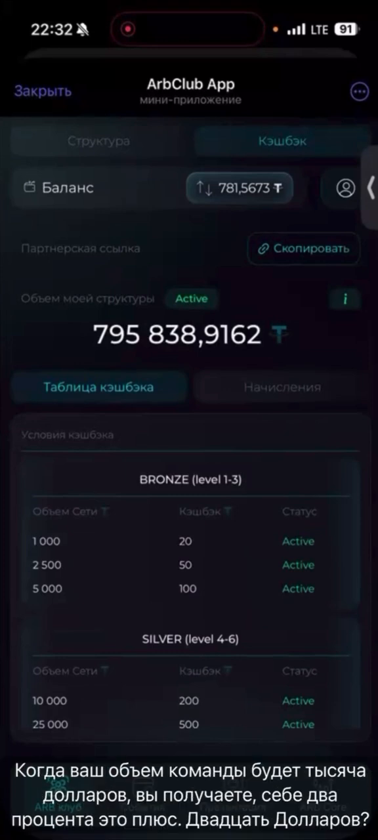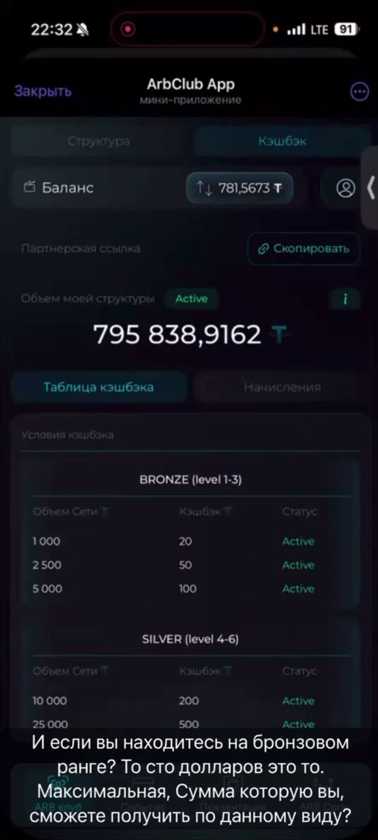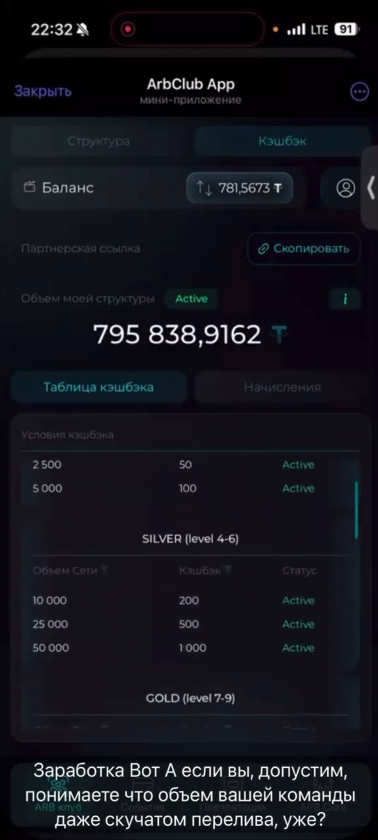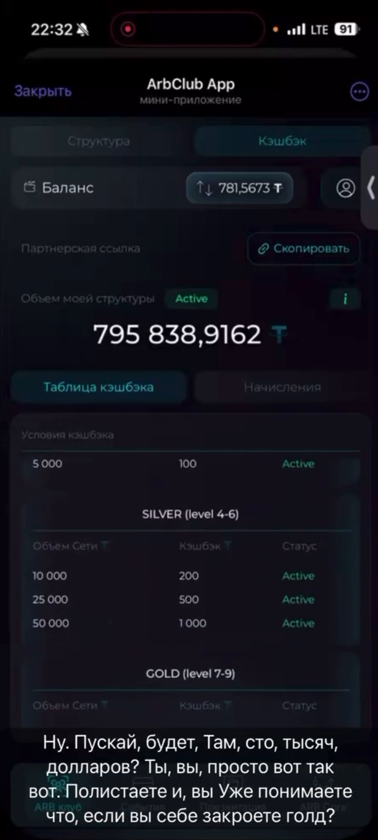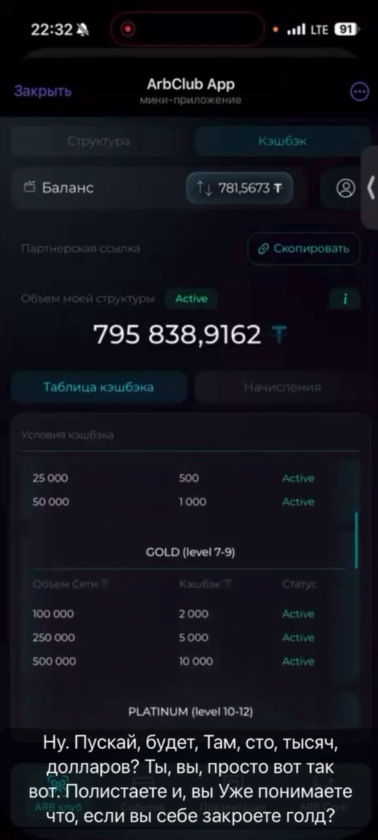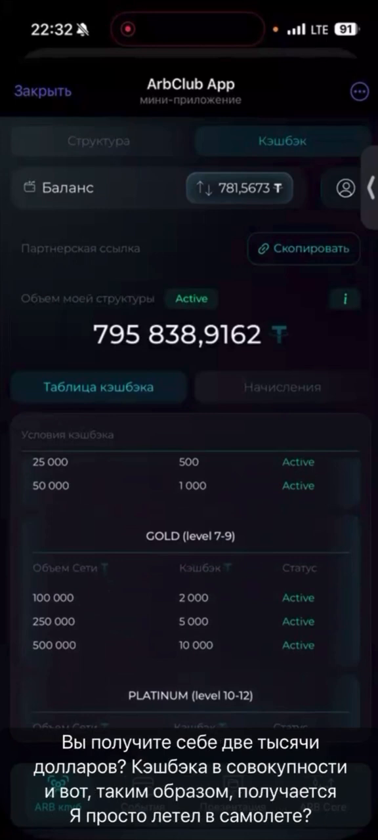When your team volume reaches $1,000, you get 2%. That's plus $20. You reach the volume in the 2,500 structure, you get the difference, plus $30, then plus $50, and if you are at the bronze rank, $100 is the maximum amount you can receive for this type of income. And if you understand that the volume of your team, even taking into account the overflow, is already $100,000, you just look through it and you already understand that if you close gold for yourself, you will get yourself $2,000 in total cashbacks.